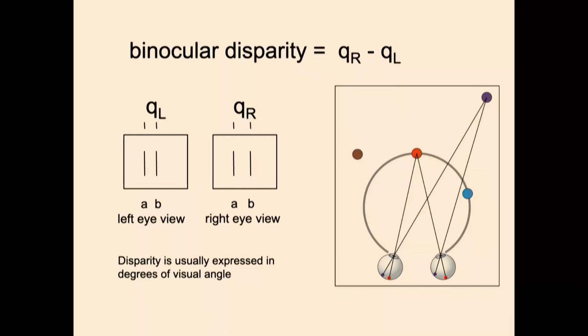Okay, so binocular disparity, right? That's the basis of all of this, these small differences between the images. The intuition here is sort of obvious, right? So the question is, how does this actually work? How do you actually compute disparity?